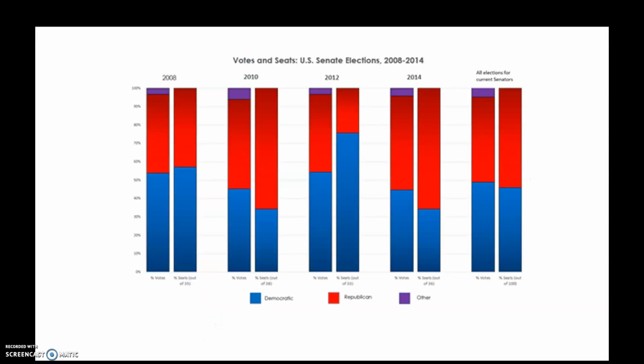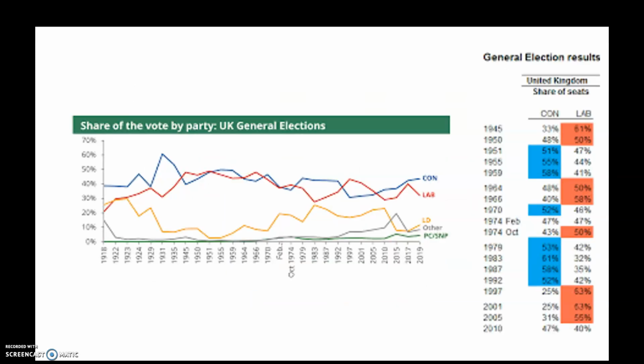Now, if you look at the United States, in contrast, that has a very strong two-party system. The Democrats and the Republicans normally get about 95% of the vote or more. If you look here at the results for the US Senate, you can see they're all either Democrats or Republicans. Red Republican, blue Democrats. So America has an extremely strong two-party system.